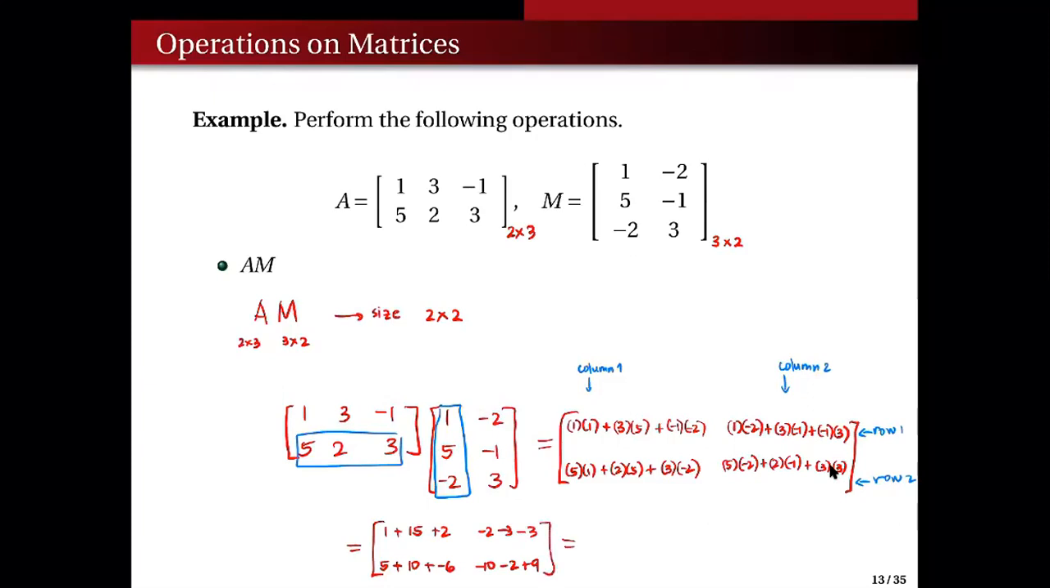Then finally, we will have 1 plus 15 plus 2, that's 18. Minus 2 minus 3 minus 3, that's minus 8. 5 plus 10 minus 6, that's 9. Minus 10 minus 2 plus 9, that's minus 3. So this is the product, AM. Okay? Questions?